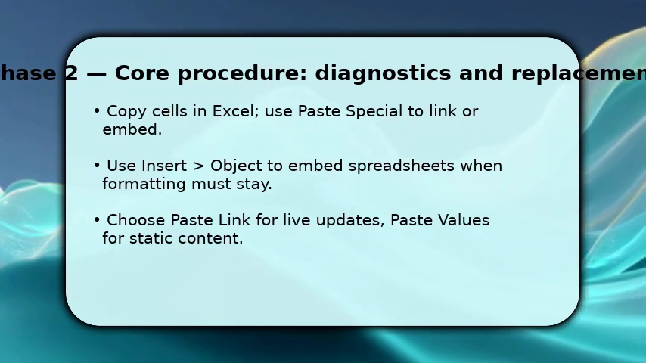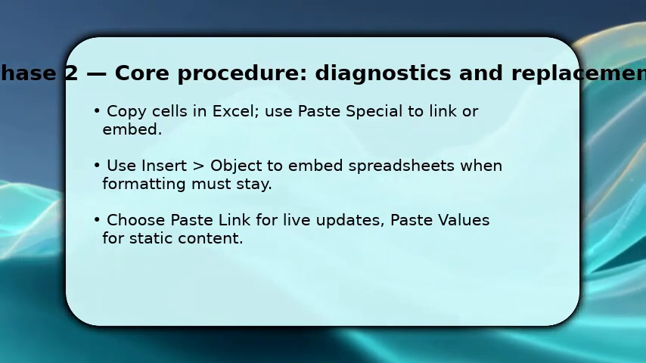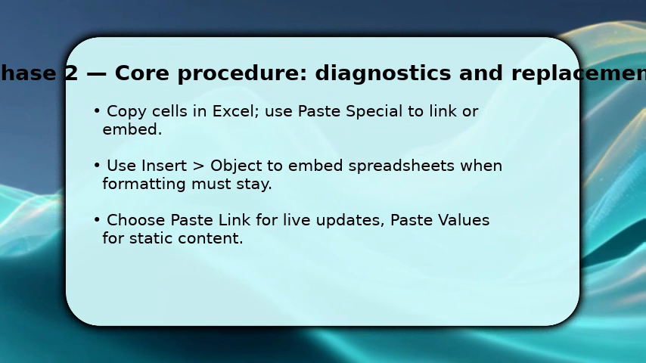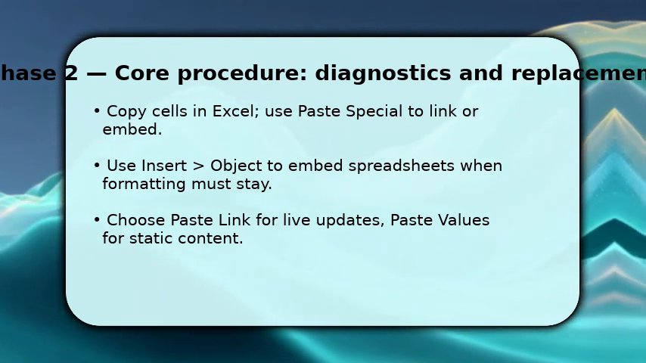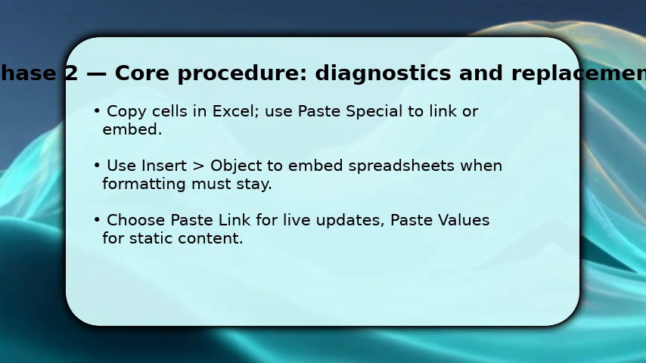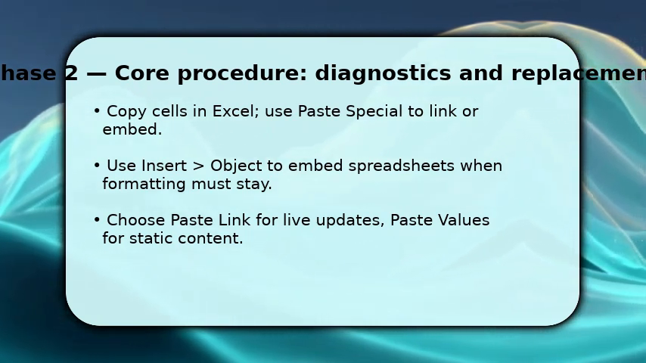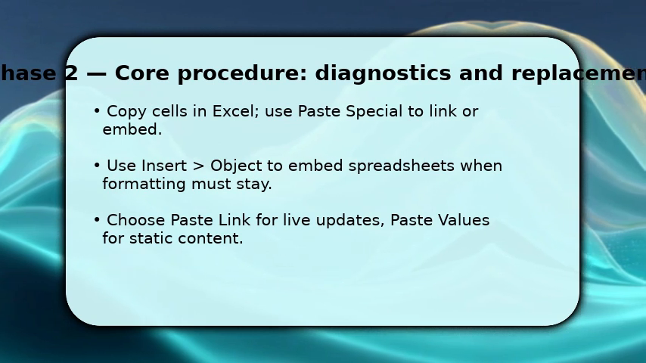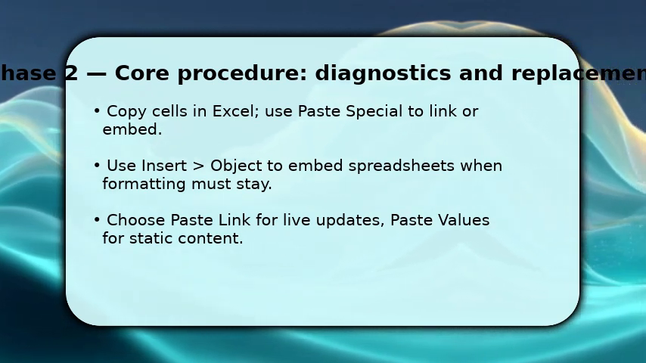Copy the exact Excel range you want, then switch to Word and choose Paste Special. This is where you control behavior. If you need live updates, pick Paste Link, because Word will reflect Excel changes automatically. If you require a fixed snapshot, use Paste Values or Embed as an object via Insert Object.